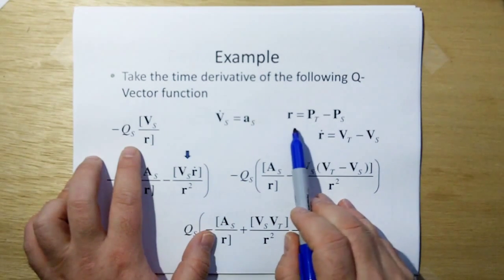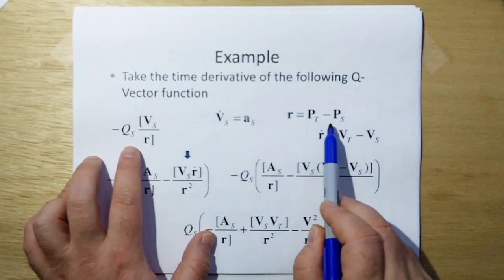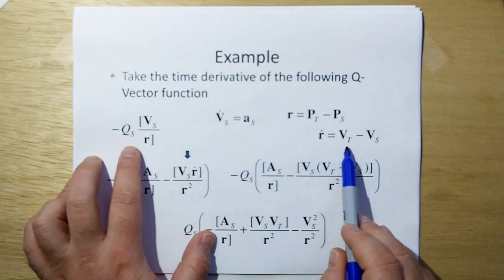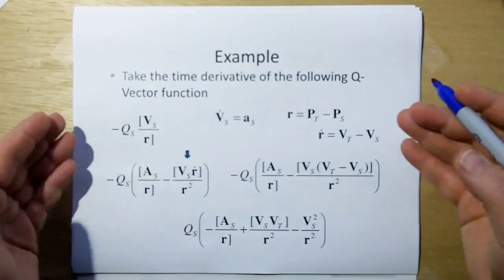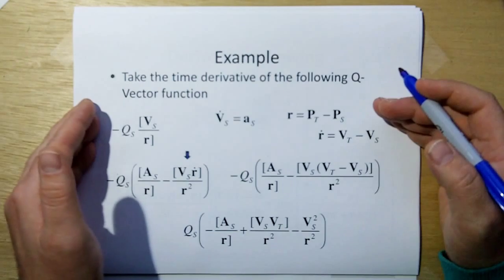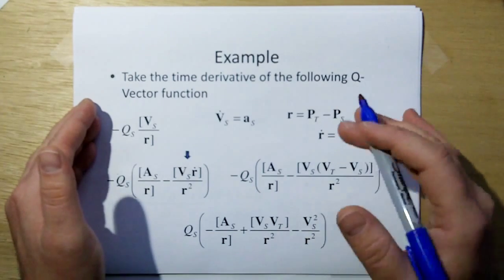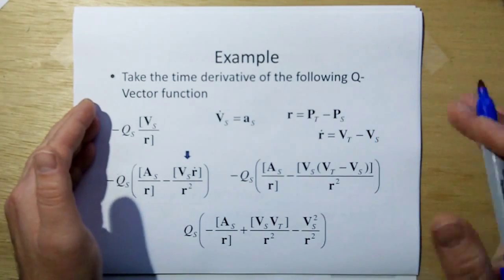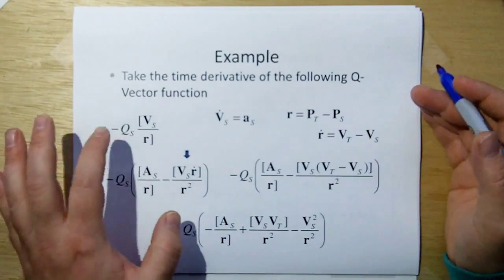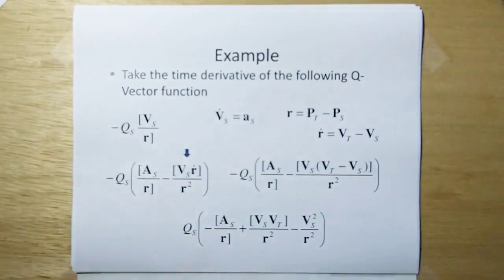And r is the position vector of the target minus the position vector of the source. And therefore, the derivative of r is the velocity of the target minus the velocity of the source. These are things we know from before, but now we're doing it completely as a vector equation, whereas the derivation we did before was a mix between vector and standard. So what we have here is two functions of time.